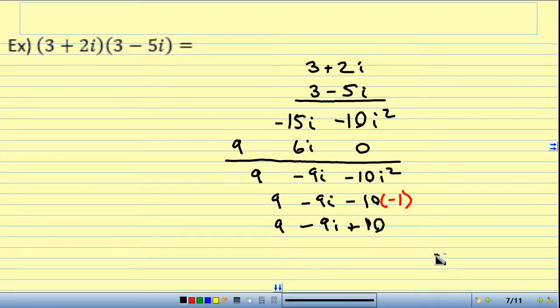Now you're going to combine the 9 and 10. Combine your real parts. Combine like terms. So I have 19 minus 9i, and then I'm done.